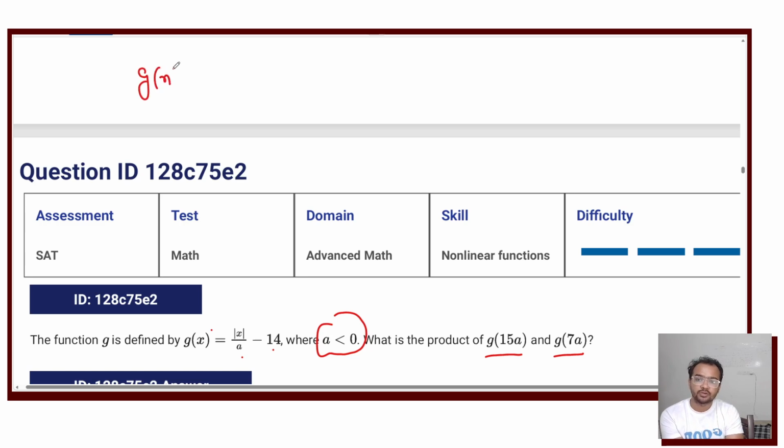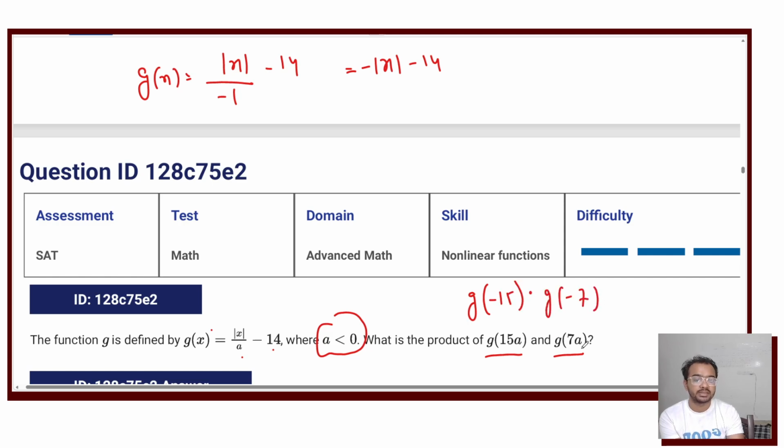So our function g of x then becomes absolute value of x divided by negative 1, minus 14. So that is absolute value of x, and when you divide it by negative 1, it will be negative, minus 14. So we have our function now, and for g of 15a, a is negative 1, so basically we need to find g of negative 15 times g of negative 7. When I plug in a as negative 1, I'll be just left with this.